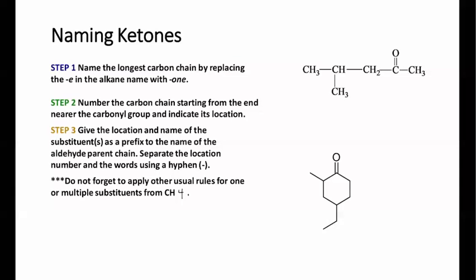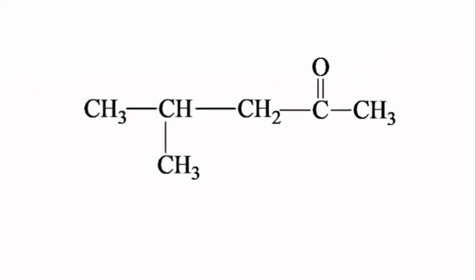So continuing on step 2, we're going to number the carbon chain starting from the end that is near the carbonyl group, okay? And then we're going to give the location and the name of the substituents as the prefix of the name. Understand that for the ketone, similar to how we treated alcohols, we need to give the location of the carbon that is holding, in this case, the double bond oxygen, okay? So let's get started with the condensed structure.